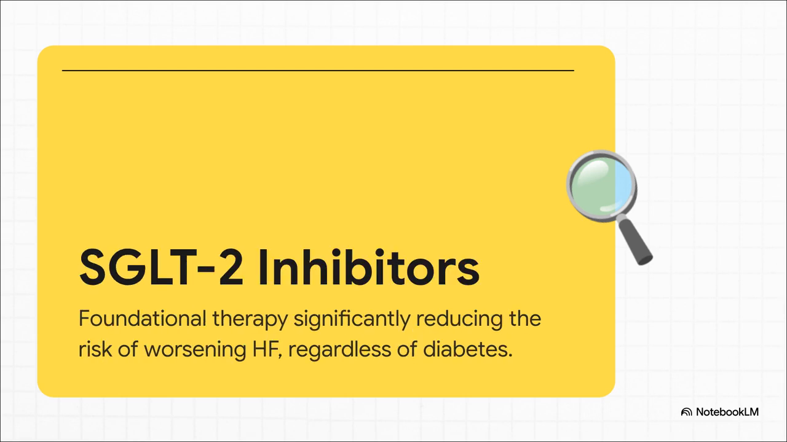And completing our 4-pillar foundation are the SGLT2 inhibitors. Now, this is fascinating. These agents, like dapagliflozin and empagliflozin, were originally developed for diabetes, but they've emerged as a true game changer in heart failure. They significantly reduce the risk of worsening heart failure, and here is the amazing part. They do this regardless of whether the patient actually has diabetes or not. It's incredible, and they've well and truly earned their place as a foundational therapy for HFrEF.